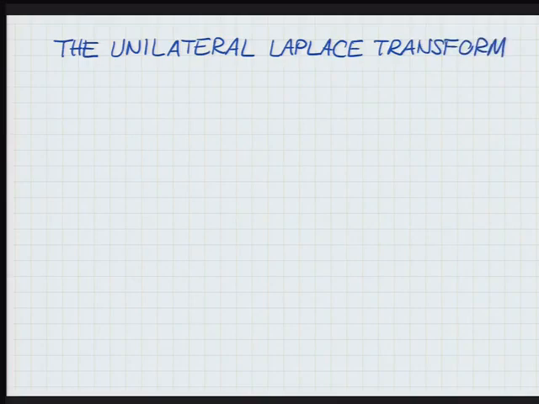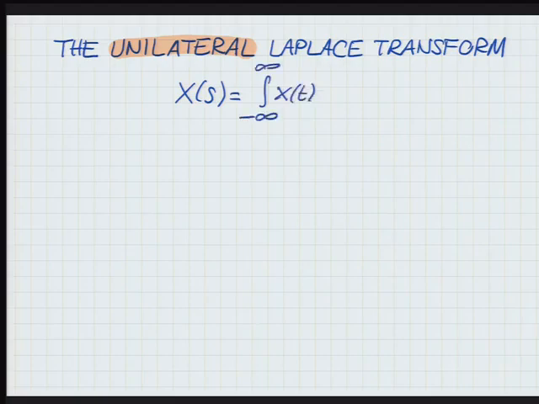Okay, so we'll now talk about a variant of the Laplace transform that's called the unilateral Laplace transform. Not much new here, really. We'll just do a little tweak on the Laplace transform. So the traditional definition was integral from where to where? Minus infinity to infinity, x of t e to the negative s t dt, right? This is the regular Laplace transform. Unilateral starts integrating at 0. That's the only difference.